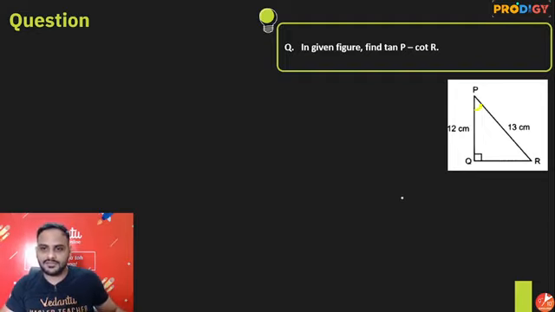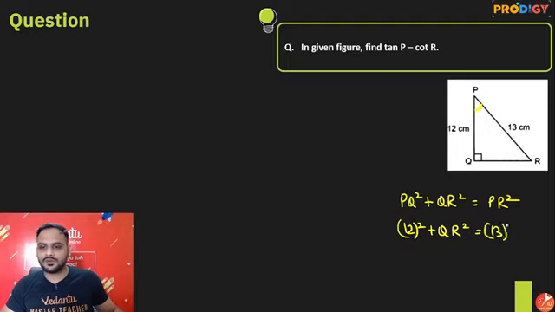First thing, beta, I can say that PQ square plus QR square is equal to PR square. It is 12 square plus QR, we don't know, whole square is 13 square. All of you know 13 square minus 12 square will be 25. So QR will be 5 centimeters. So this QR is 5 centimeters.